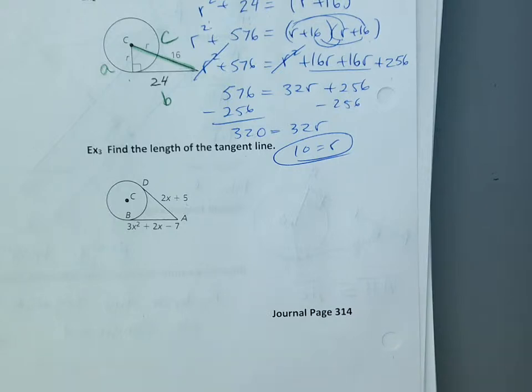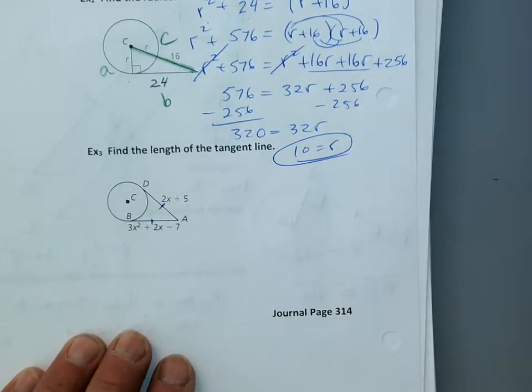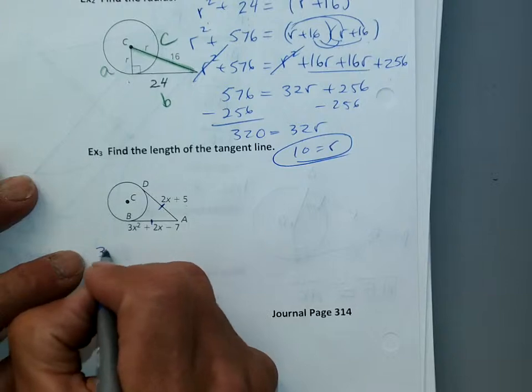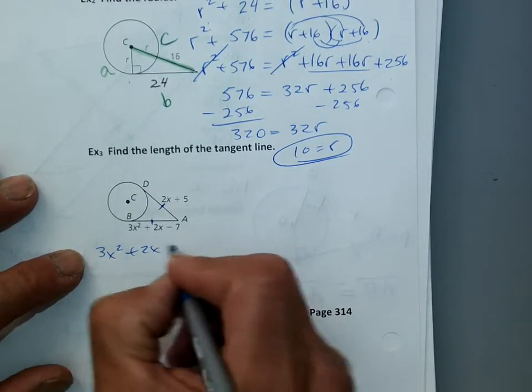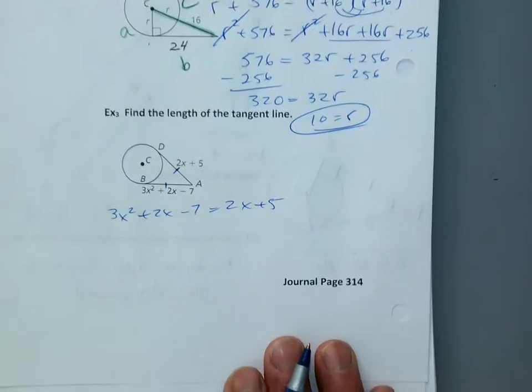Obviously this side has to be equal to this side because it's the ice cream cone. So let's just go. I'm going to go 3x squared plus 2x minus 7 equals 2x plus 5. I just set them equal.